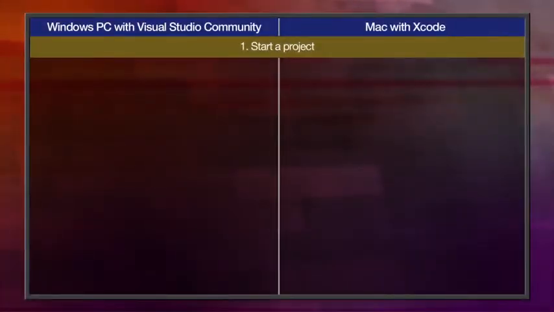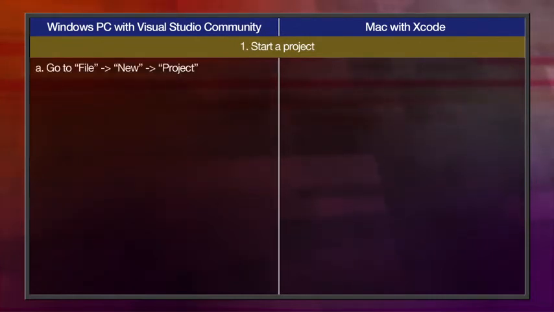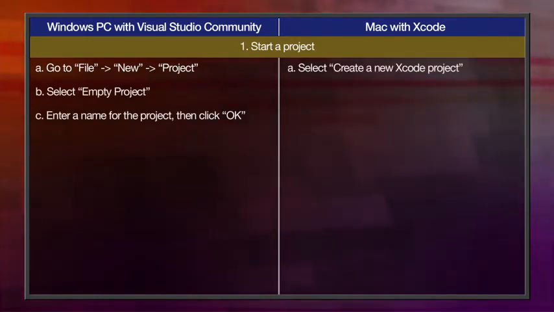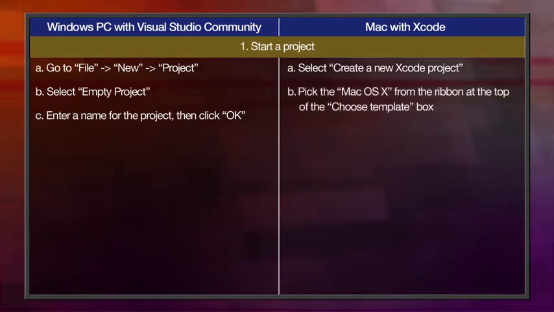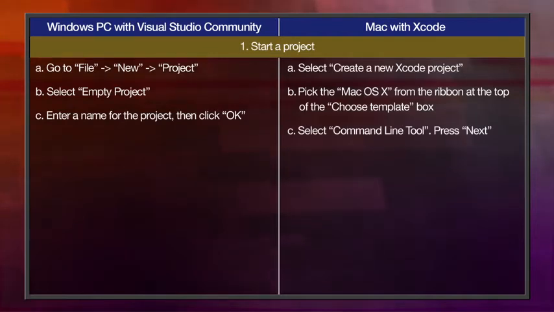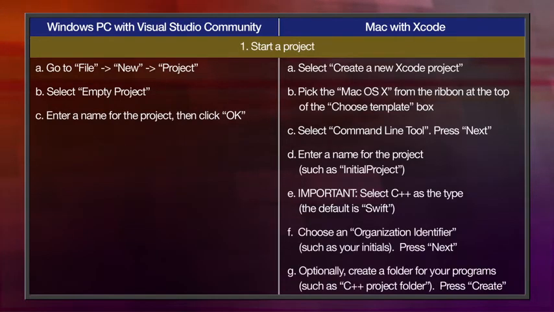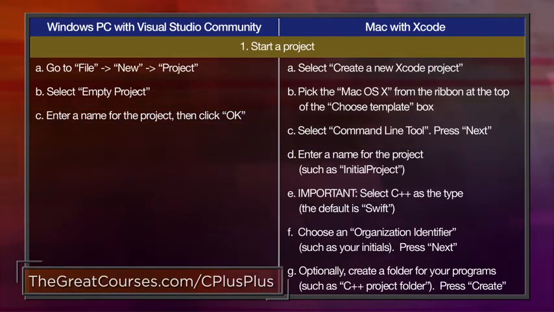Setting up a new project is a little different in Visual Studio and in Xcode. Briefly, in Visual Studio, you'll create a new project, selecting Empty Project when you have a chance. On a Mac, you'll need to select that it's for your operating system, the Mac OS X, that you want a command line tool, and that you want a C++ project specifically. In both IDEs, you'll need to pick a name for your project. Make it something descriptive, such as Initial Project or Great Courses Lecture 1. See the supplemental documentation for more details about exactly how to set up your project.